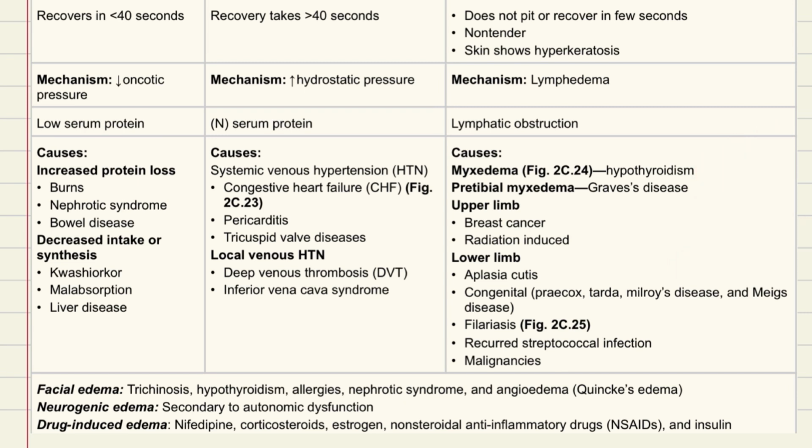Then in the upper limb, it is due to breast cancer, or it could be radiation induced. In the lower limb, it could be congenital, like in the case of Milroy disease, praecox, tarda. Then in filariasis, very important, we see lymphedema, that is the non-pitting edema. Then we have streptococcal infections and malignancies.